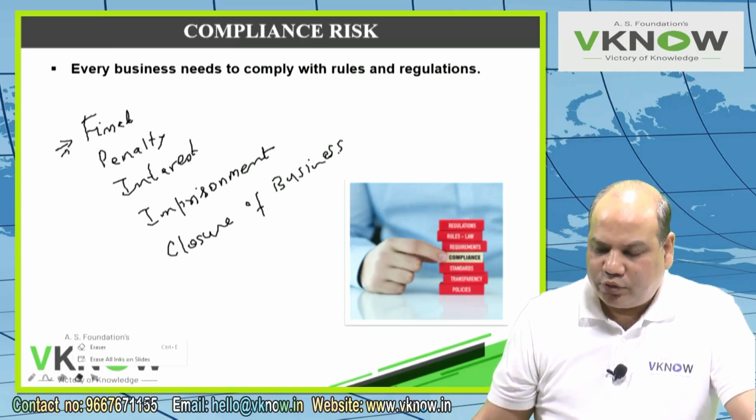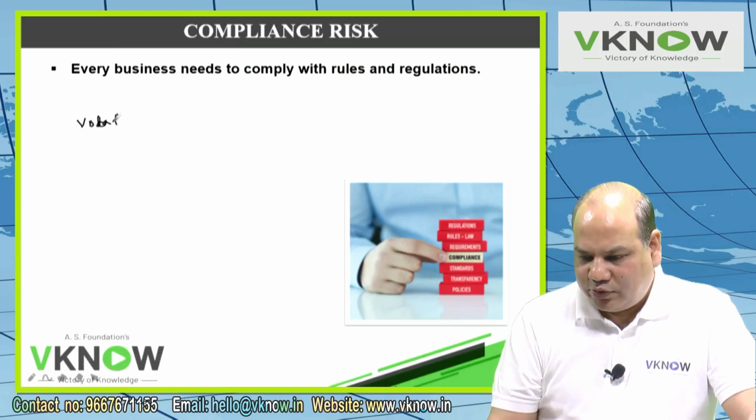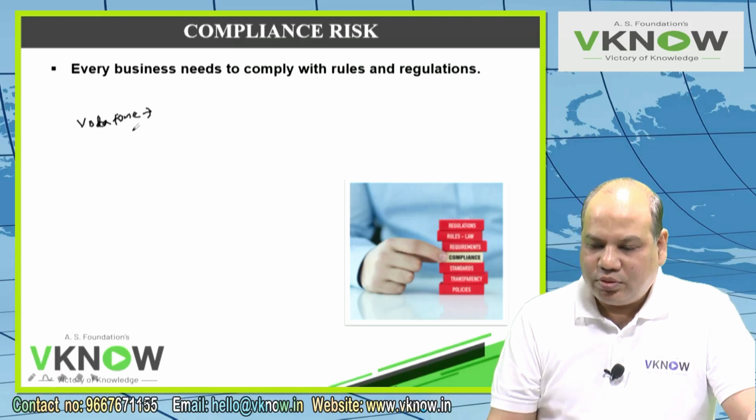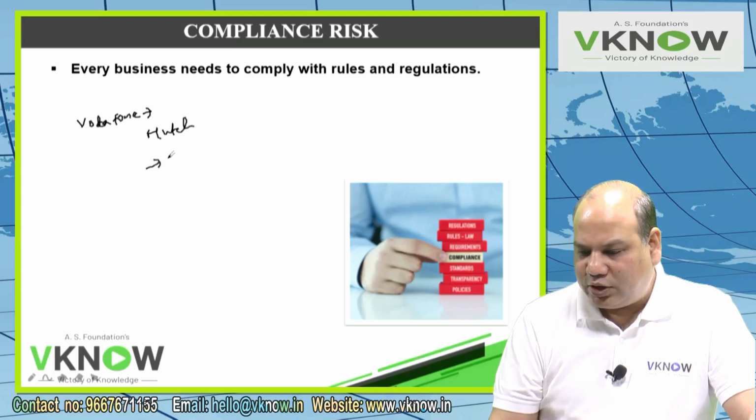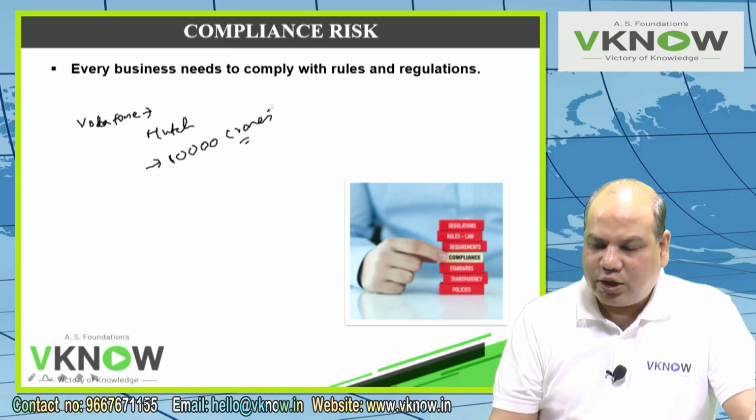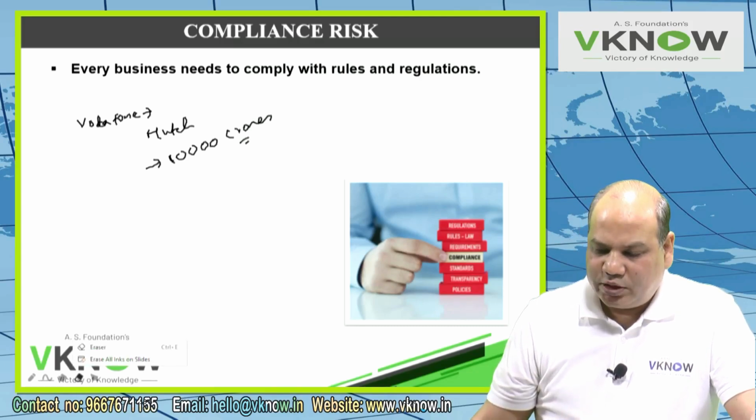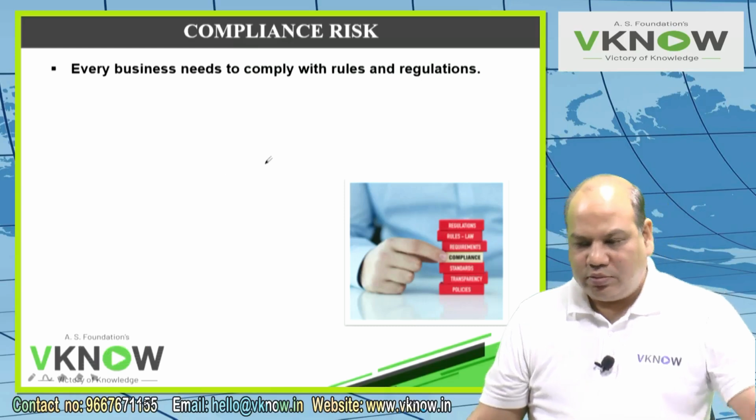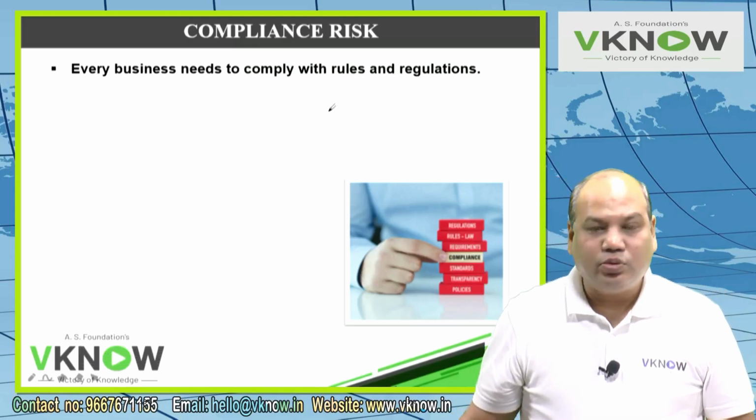You have heard the story of Vodafone and the income tax department case. So this Vodafone company made some compliance error. They have not properly deducted TDS while making payment to the previous owner Hutch, and they are still facing the legal tangle. The matter is still not over. So more than 10,000 crore rupees they are still required to pay to the government for failure to comply with the income tax regulations. So imagine if such a huge penalty you have to pay, the company's existence may be doubtful now. So every company needs to comply with rules and regulations.